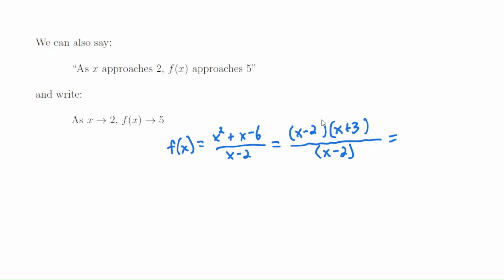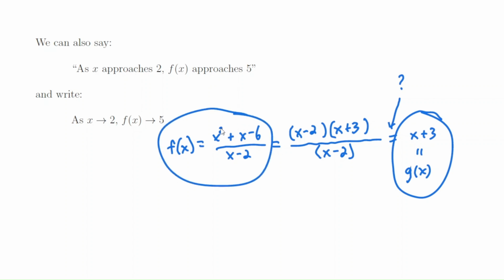And notice that if we cancel these x minus 2's, or divide out these x minus 2's, we get x plus 3. But actually, I'm going to put a little question mark here. Is this really a true equality? Is this really equal to this? In fact, I could call this a function here. Let me give it a name, g of x. I could call this function g of x, and we have our original function f of x. And the question is, is f of x the same as g of x?